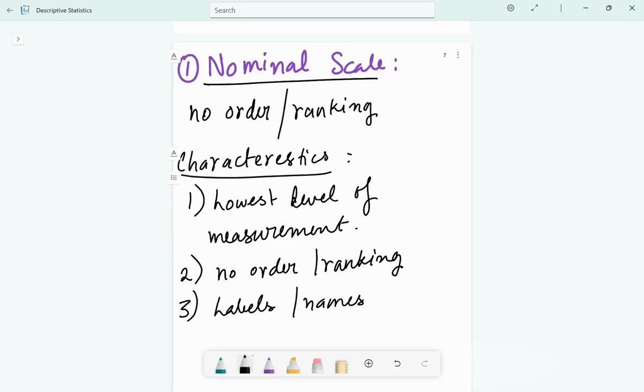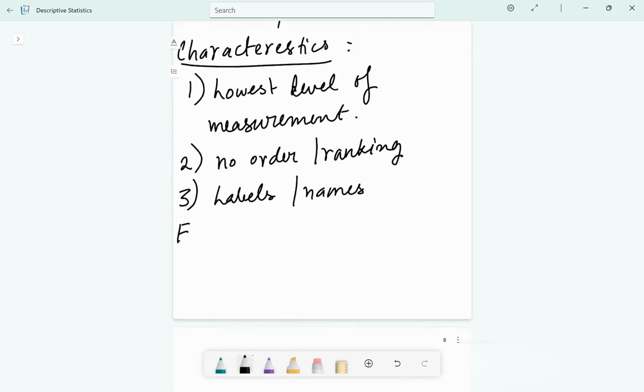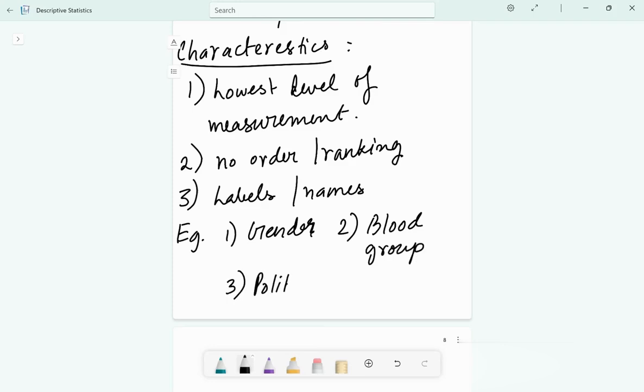So, can you think of an example which fits to nominal scale? Let me give you some, okay? There can be data which are characterized based on gender, blood group, political view. There can be many, okay? I just wrote 3. Now coming to our next scale. It can also be represented as level because this is the lowest level.